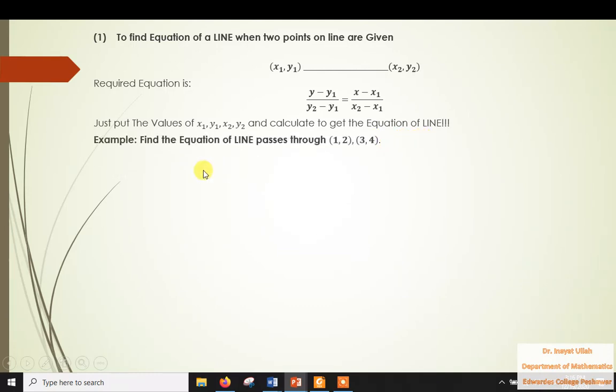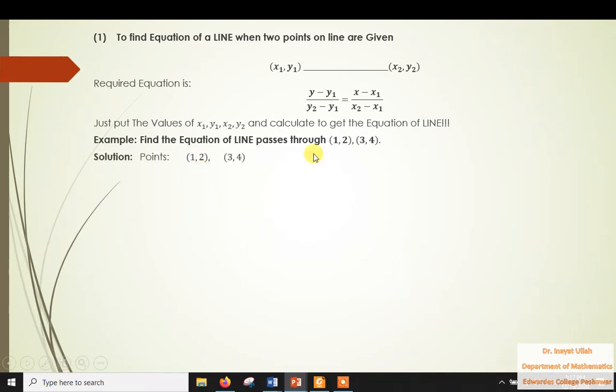So here is an example. Find the equation of the line which passes through (1, 2) and (3, 4). So these are 2 points actually in ordered pair form. (1, 2) is just like x1 y1, and (3, 4) is just like x2 y2. So these 2 points in ordered pair form are given to us, and we are going to find the equation of a line.